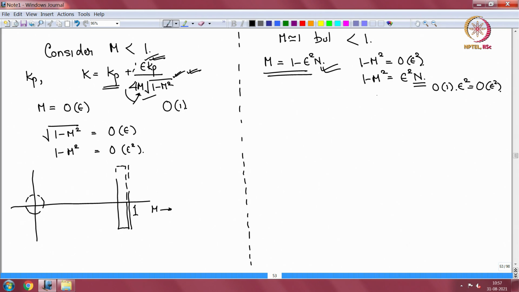We can do further. Okay, so m squared is equal to 1 minus epsilon squared n. Then m is the root of that, so it will become 1 minus epsilon squared n by 2, still epsilon squared. That's where we get this from. So we can replace n by 2 with some n star, so then 1 minus epsilon squared n star.